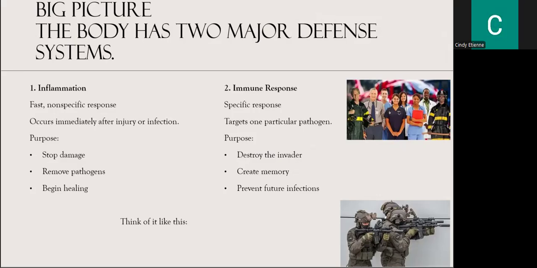The second is the immune response, which is like special forces. It takes longer to activate, but targets a specific pathogen, destroys it, creates immune memory, and helps protect the body from future infections. Together, these two systems work as a team to keep us healthy. So remember, inflammation is the first responders. Immune system is the special forces.